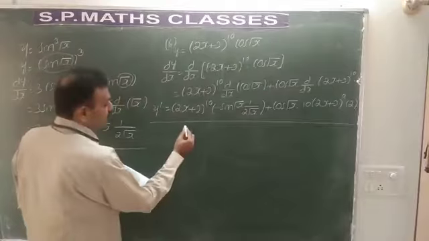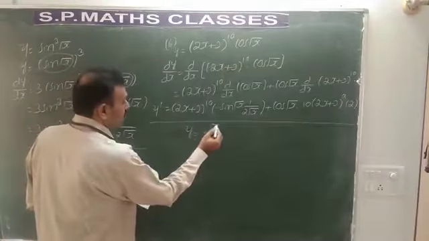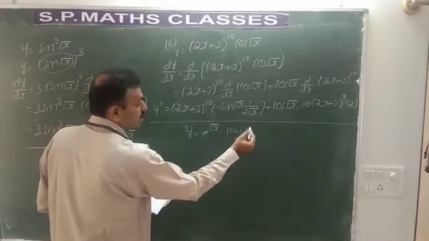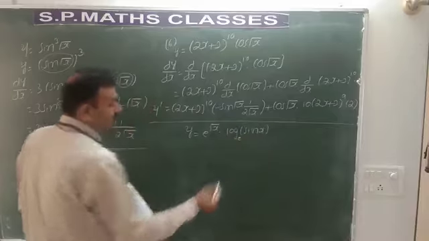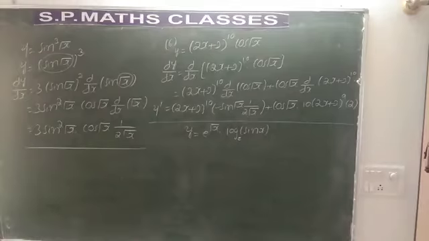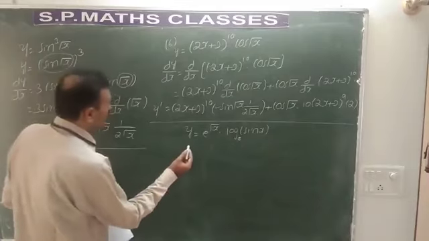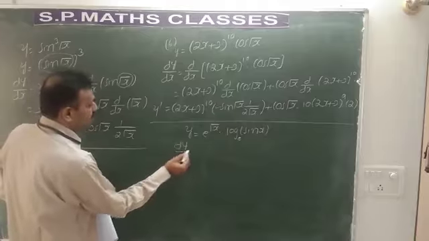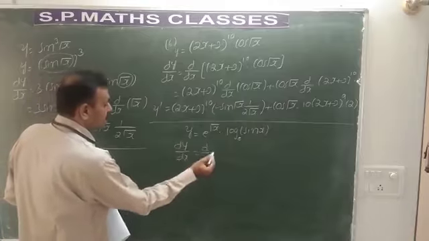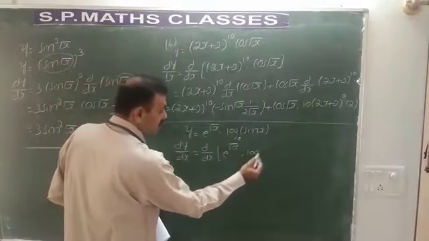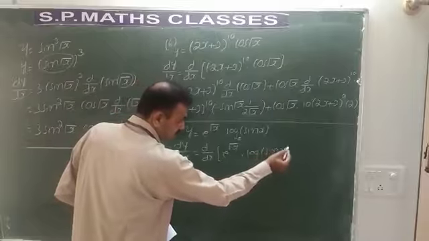Now, y is equal to e power root x into log of sin x to base e. You need to find the derivative of this. So, e power root x into log sin x to base e. Now, how to solve this problem? I take dy by dx. This is d by dx of e power root x into log sin x to base e.